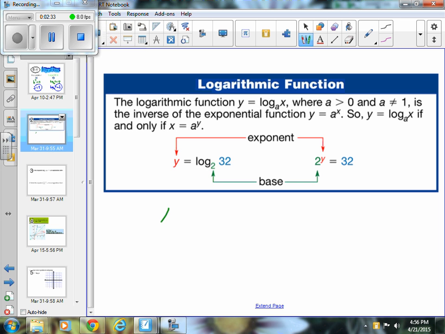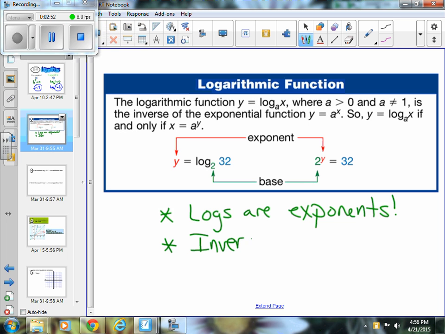A couple of important points to keep in mind. Logs are exponents. So when we're working with them, it's the power that's being raised to that expression. So logs are exponents, and they behave in the same way. They follow the same exponent rules. And the inverse of a log is an exponential, just as a log is the inverse of an exponential. Those are the two big things to keep in mind when we talk about logs.